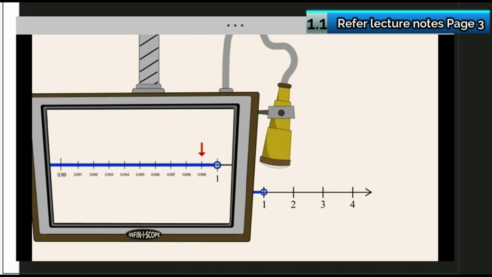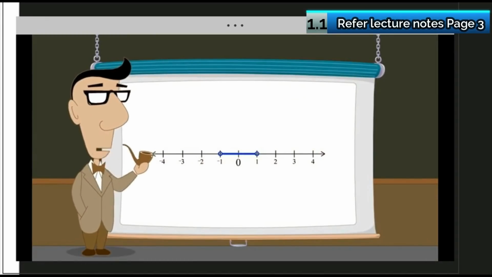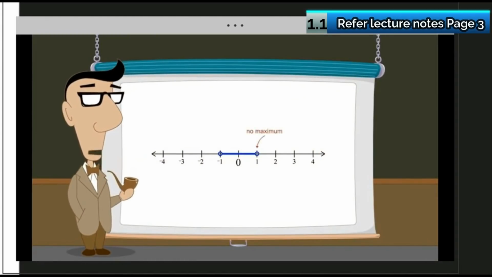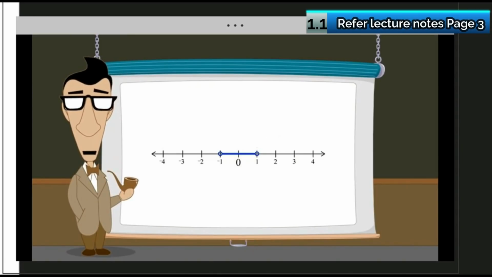0.999 is larger. But this is still not the maximum since 0.9999 is larger. No matter how many nines we keep tacking on, we will never reach a maximum number in the interval. No matter which number we pick, there will always be a number closer to 1. The fact is that there is no maximum number in an open interval. This same logic explains why it is also impossible to find a minimum number in an open interval.